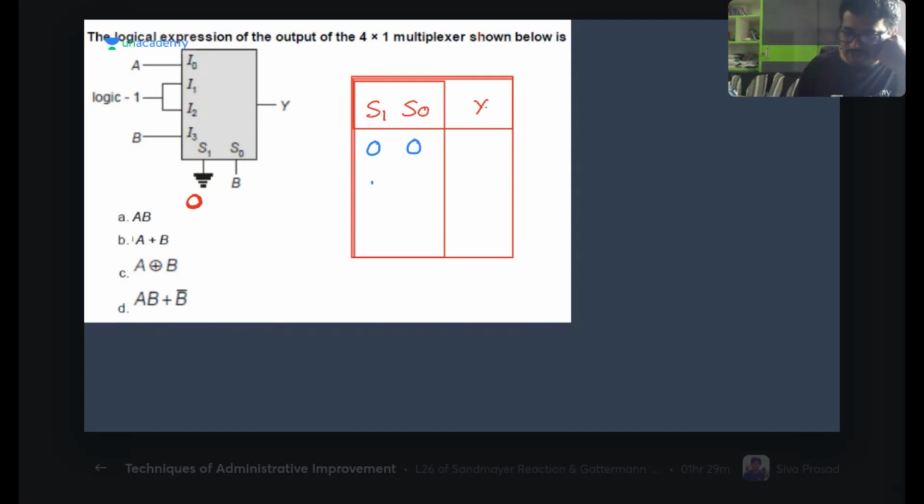Yes, now here S1 is again 0 only. We cannot take this as a 1. It is fixed, not a variable, a constant value they connected. And this S0 value 1 only. When it is 0 0, what is connected here is 0. 0 1 means what is connected is 1.